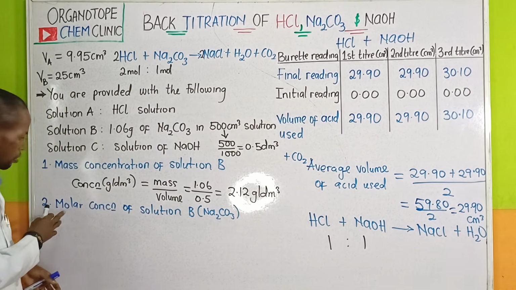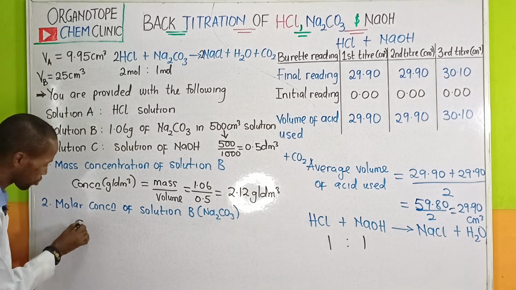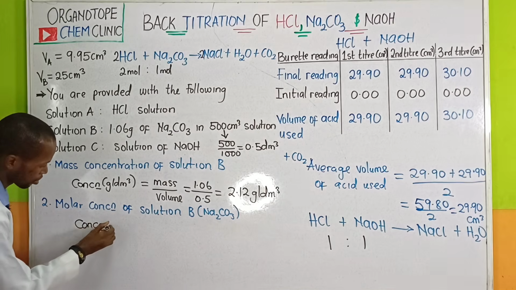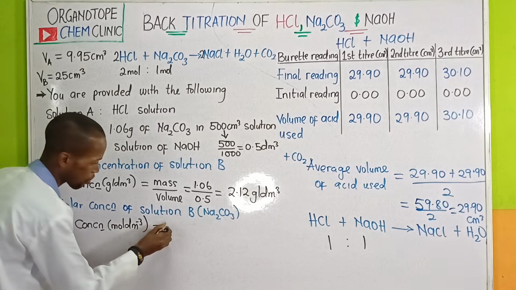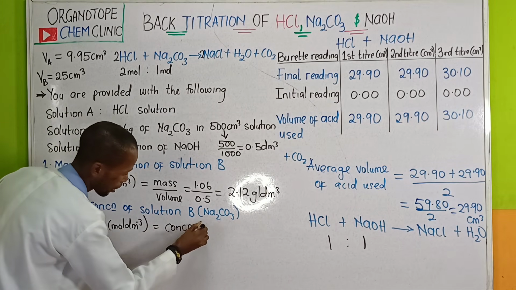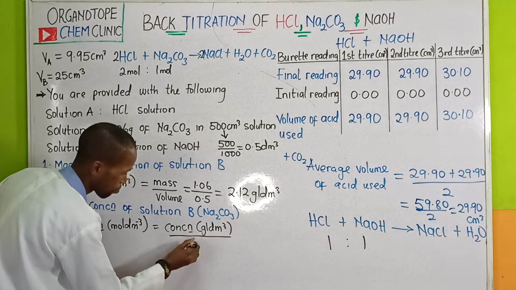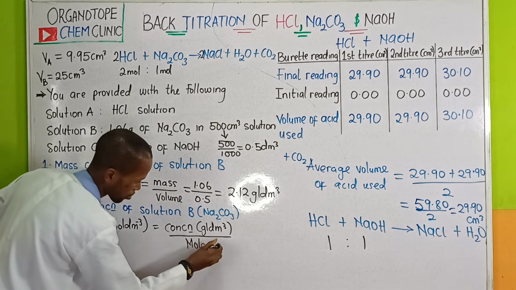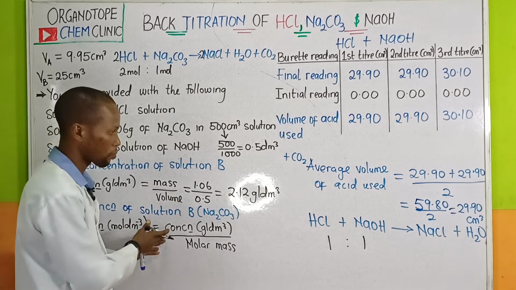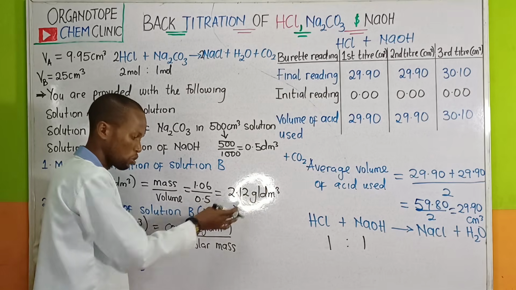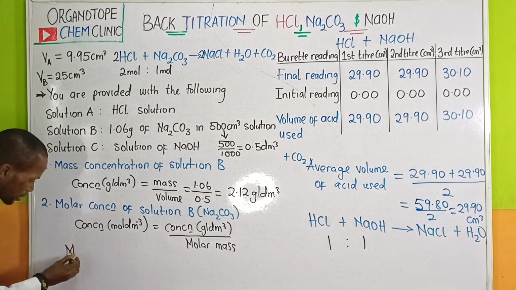Moving on, we have to determine the molar concentration of sodium carbonate. We can use this formula: concentration in mole per dm³, okay, equals concentration in gram per dm³ divided by molar mass. So we know the concentration in gram per dm³ of sodium carbonate as what? 2.12. But what is the molar mass of sodium carbonate?